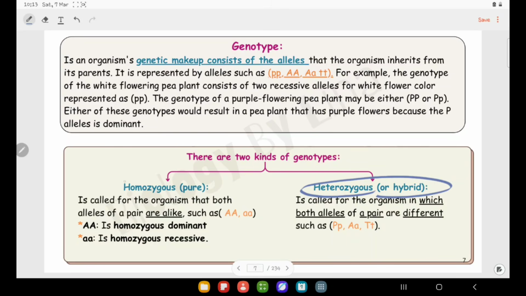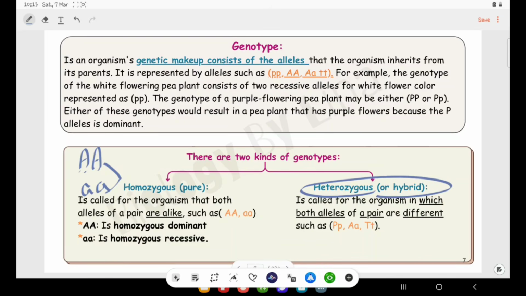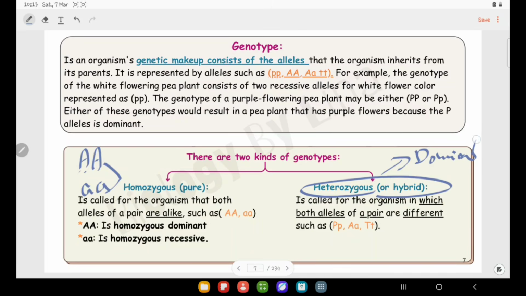We can say the pure or homozygous, we will divide it also into two types. One of them is homo dominant. It's made up of two letters, both of them capital. Or we have homo recessive, both of them small letters. But for the heterozygous or the hybrid, we have only one type, which always represents the dominant. For example, P capital P small, A capital A small, T capital T small, all of these are made up of capital and small letters. And if it's made up of both capital and small, we say it's a hybrid or hetero.